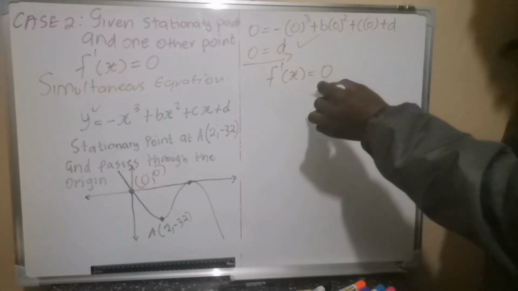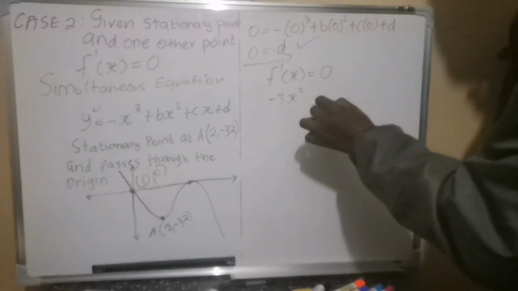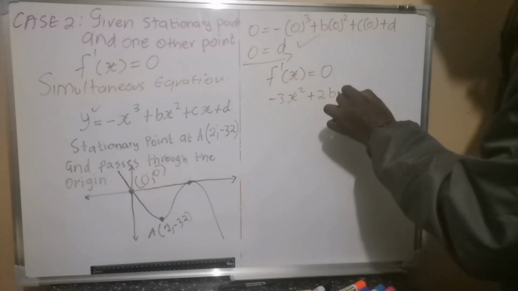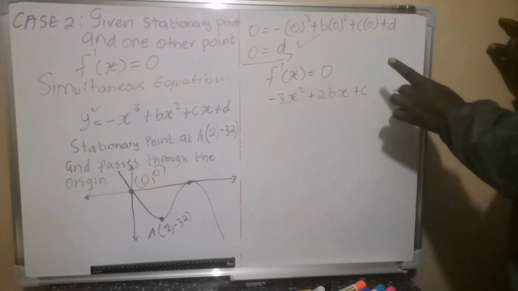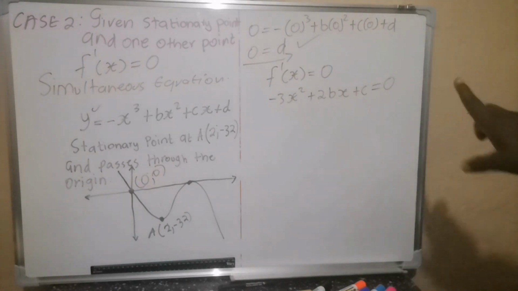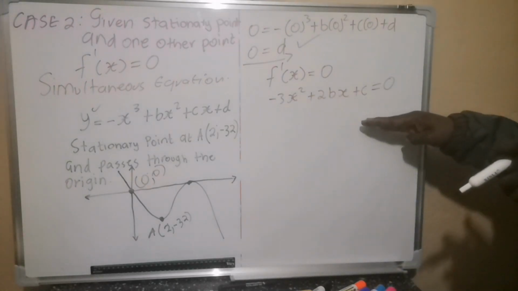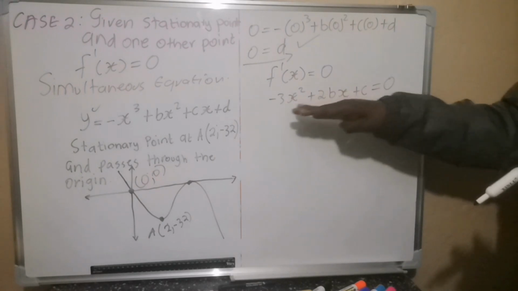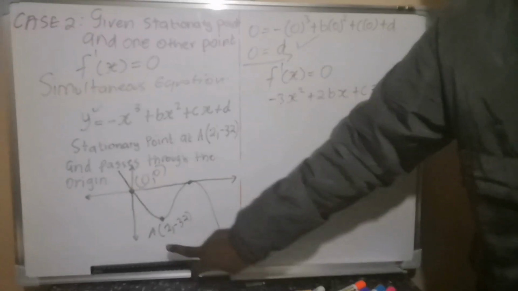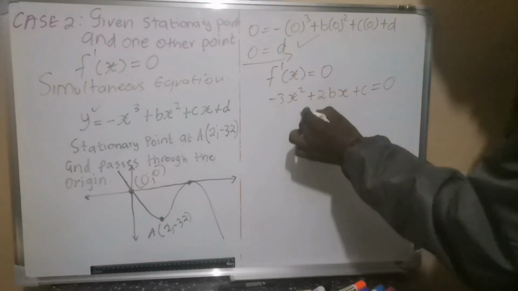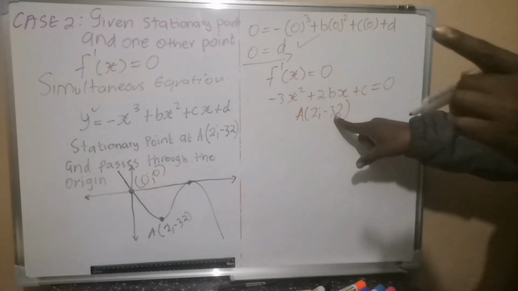Let's differentiate. 3 times negative 1 is negative 3x squared. 2 times b is positive 2bx, then plus c. Firstly, this is equal to 0. This is the first thing you do: you equate this equation to 0. Then you simplify. After that, you use the x coordinate of the stationary point. We have point A, which is (2, negative 32). For now, you don't use the negative 32, you just use the 2.